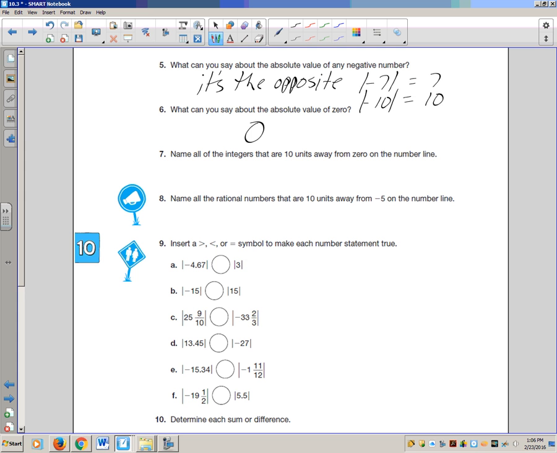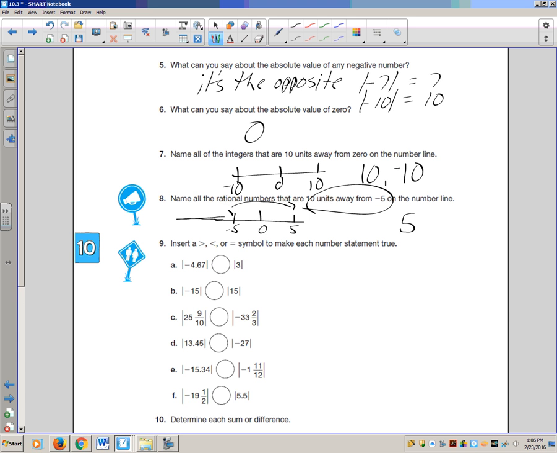All of the integers that are 10 units away from 0, there's only 2. Here's 0, +10, and -10. Those two integers are 10 units away from 0. Now, 10 units away from -5. This one's a little different. Here's -5. So if I go 10 this way, I'm at +5. If I go 10 this way, I'm at -15. That's where it starts getting a little tricky. So 5 and -15.